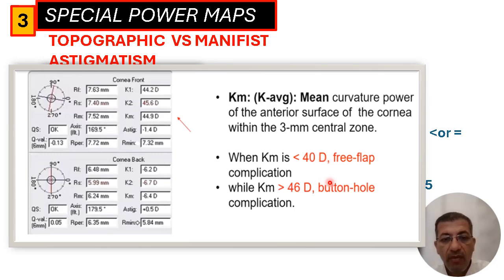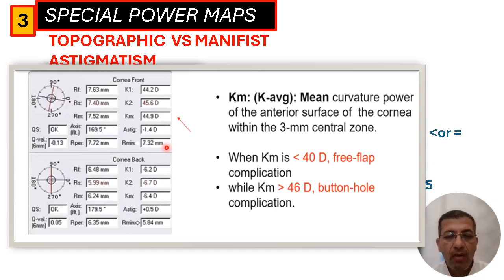And also similarly, if you find very steep cornea with more than 46, this carries the high risk of what's known as buttonhole. Another thing that was known as the Kmax. Previously, Kmax means the highest K reading in the cornea. And previously, the classification of keratoconus was based on the Kmax.